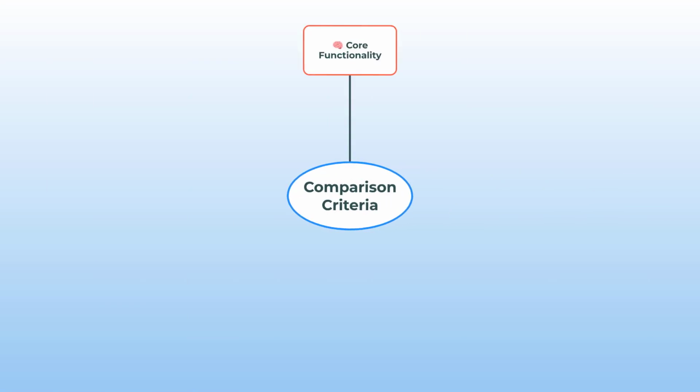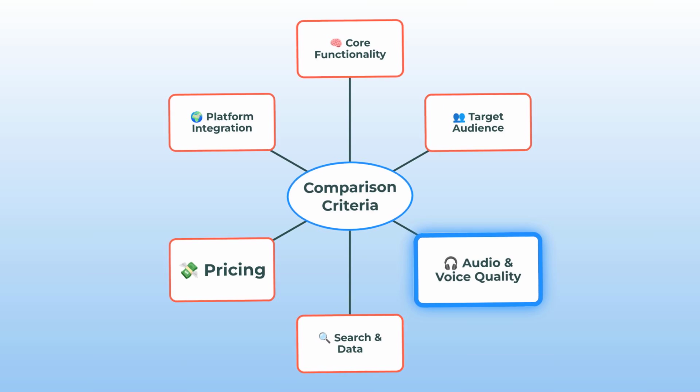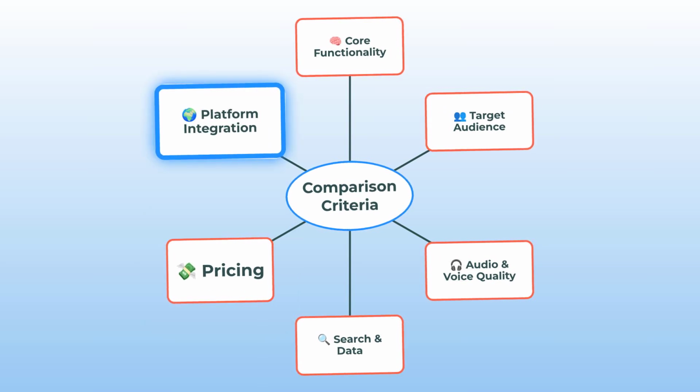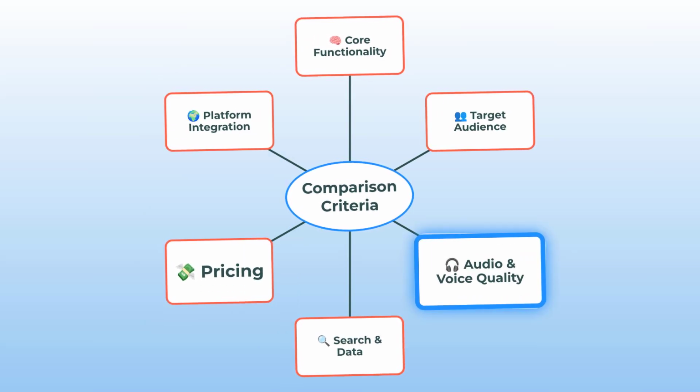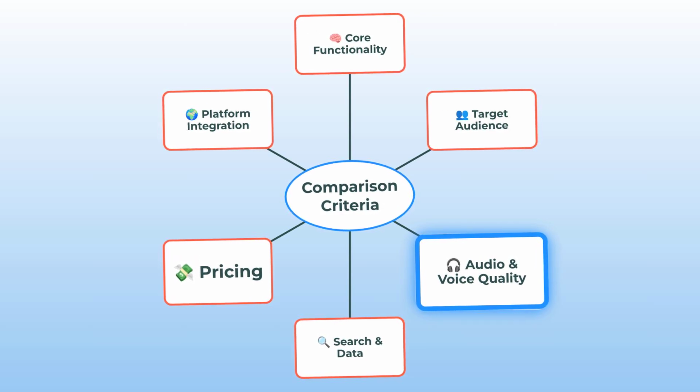All right, here's the game plan. We're going to look at core functionality, target audience, audio and voice quality, search and data, pricing, and finally, platform integration. So whether you're into audio production or deep research, these categories should help you pick the right tool.